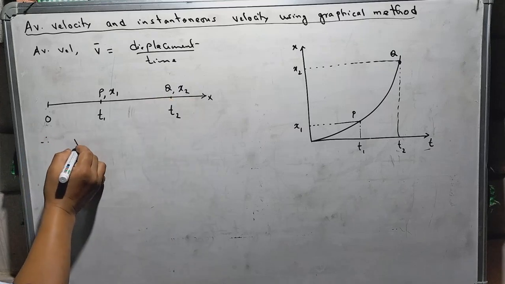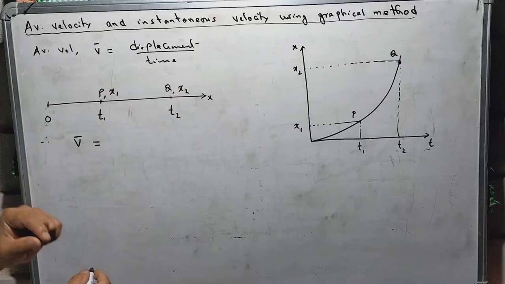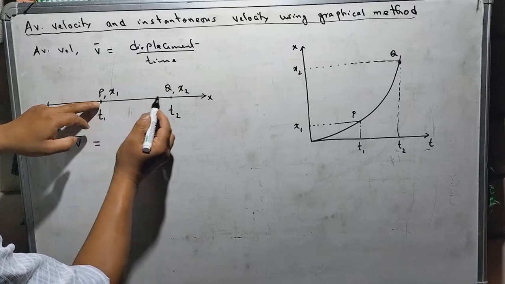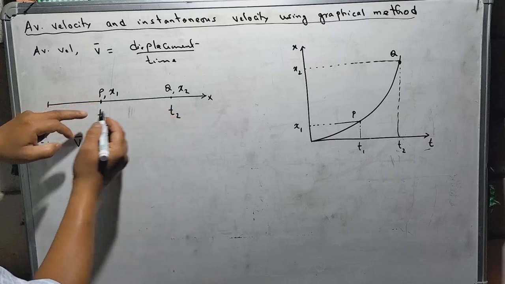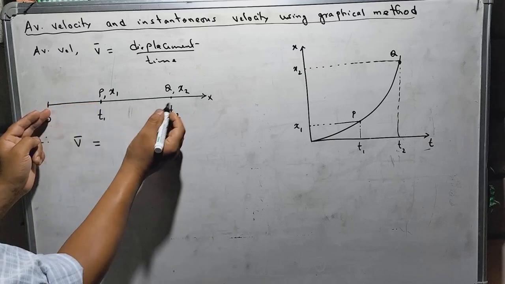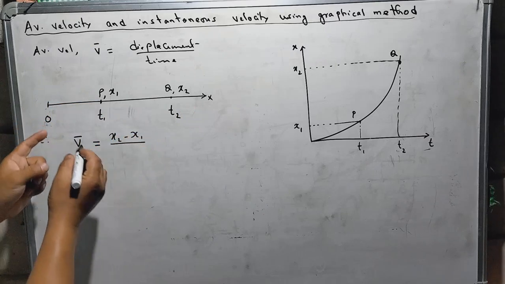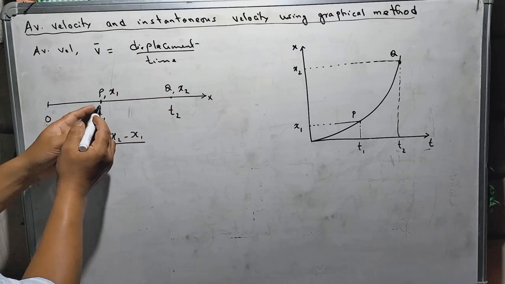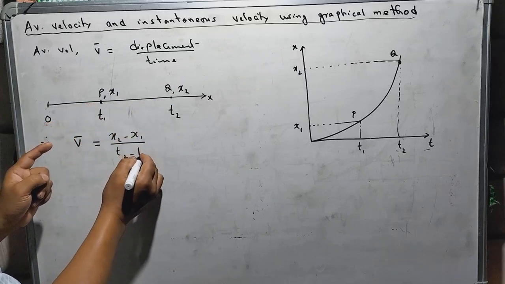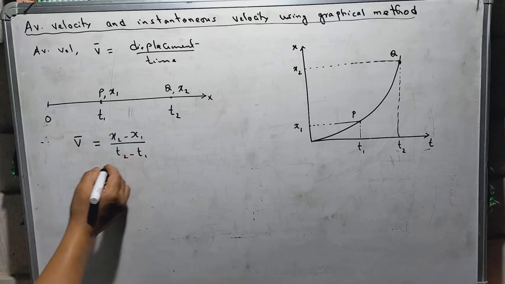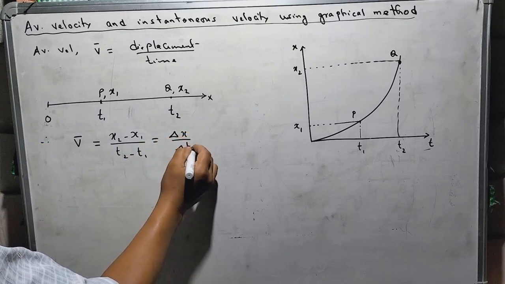Therefore, average velocity is equal to displacement. What is the displacement of the car between point P and point Q? The car moves from P to Q, so how much is that displacement? That displacement is equal to final position x2 minus initial position x1, upon time. What is the time taken for the change from P to Q? It is the final time t2 minus initial time t1. Or I can say this is equal to delta x upon delta t.